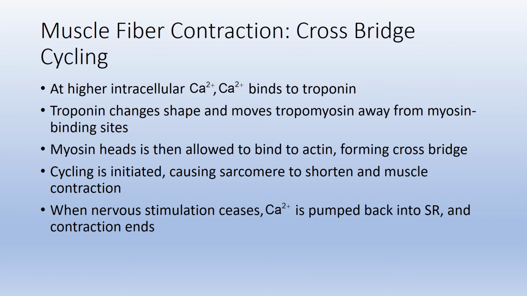Once we have formed a crossbridge, we will now see a crossbridge cycle, which is ultimately muscle contraction. Here is where we will see the sliding filament model and the shortening of a muscle to generate force. Once we no longer have nerve stimulation, once we no longer have calcium, we don't see muscle contraction anymore.